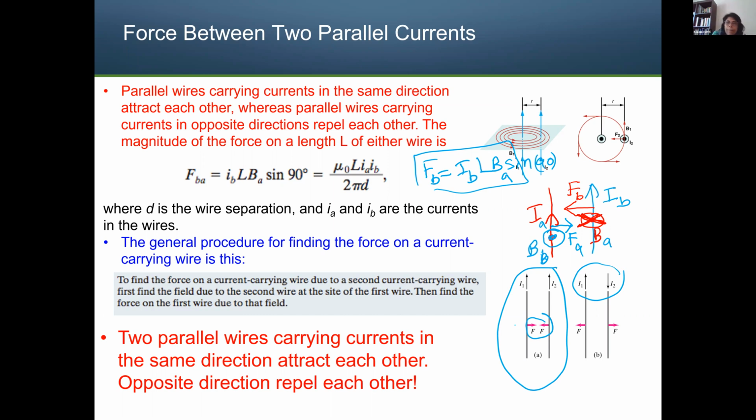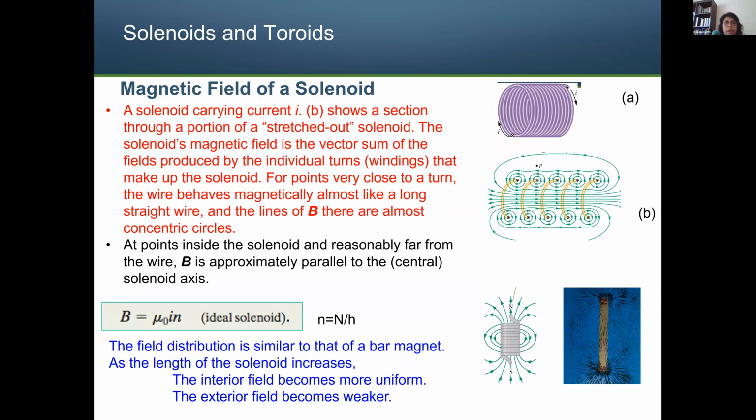Okay, so that's how this will attract and repel. So now moving to our last part, solenoid and toroid.